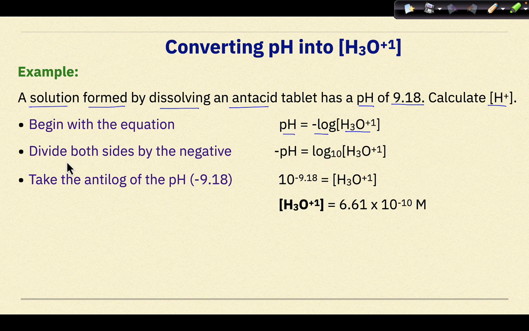Then we're going to divide both sides by the negative. And then finally, we're going to take the anti-log of the pH, which is negative 9.18. So by taking the log of both sides, we have 10 to the negative 9.18. And if we take the anti-log of that value, the hydronium ion concentration is 6.61 times 10 to the negative 10 molarity. Let's do some examples.